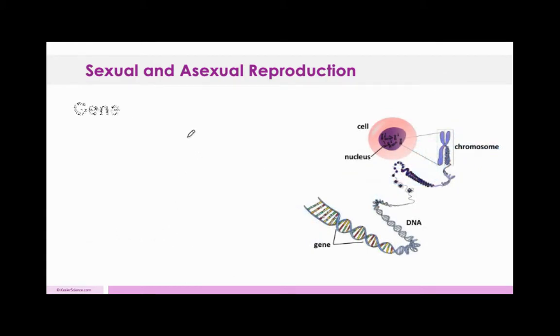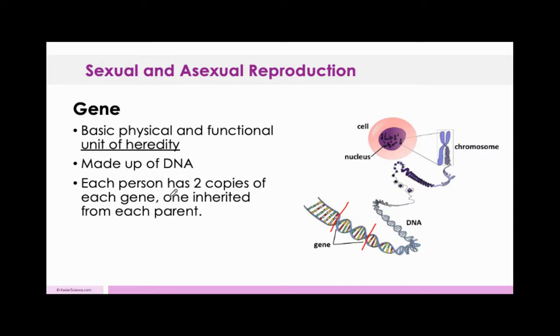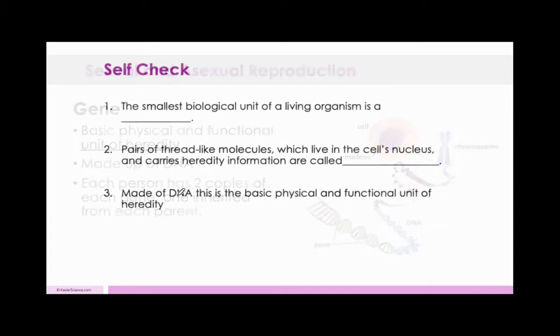Now, inside of each piece of DNA, we have what are called genes. A gene is nothing more than a small section of DNA. If I was to cut off this section right here, this would code for a specific protein inside a cell, and then a whole bunch of proteins get put together, and that will make each cell into a specific part of the organism. So, the basic physical and functional unit of heredity is a gene made up of DNA. Each person has 2 copies of each gene, one inherited from each parent.